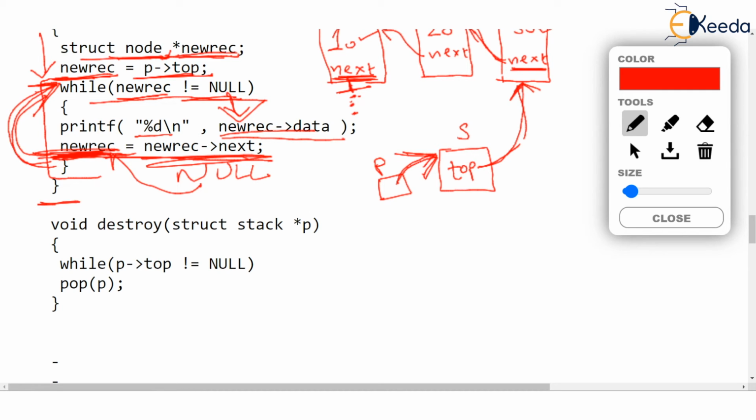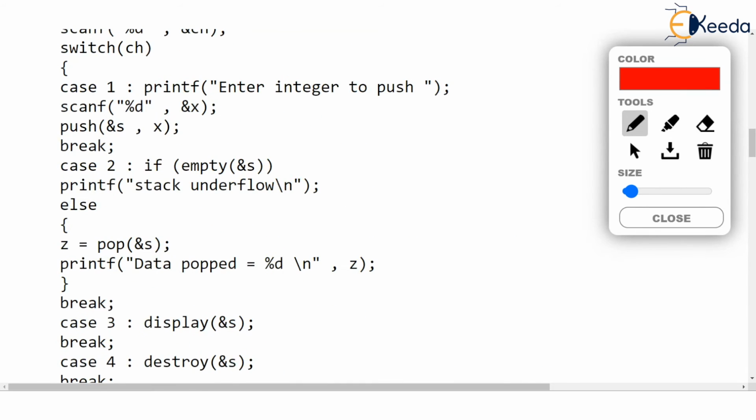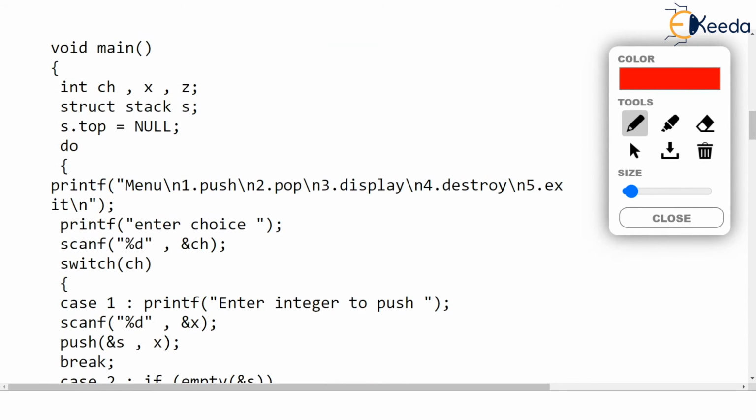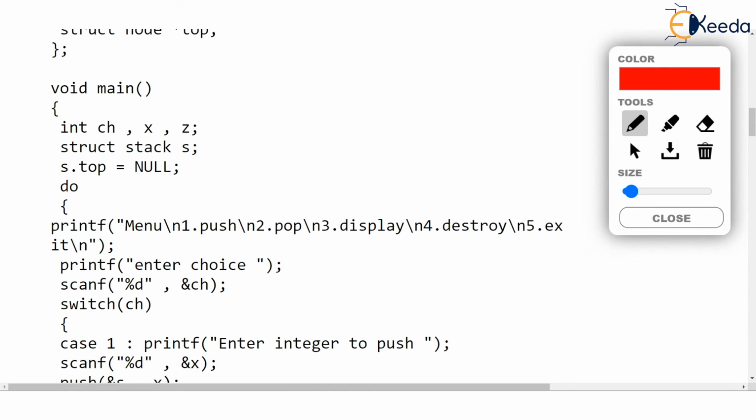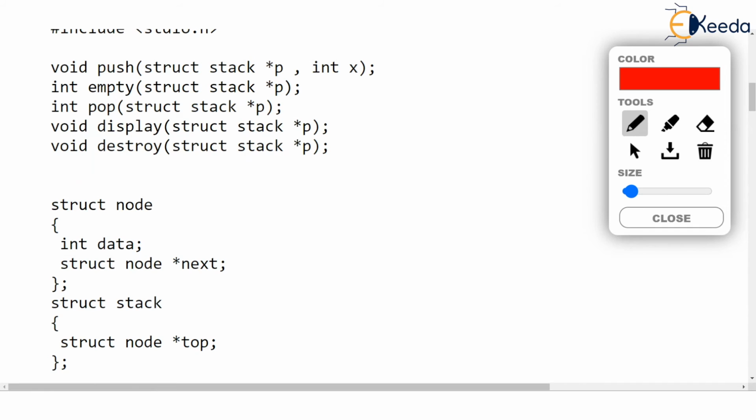By the way, all these functions, push, pop, have been called from main, and have been declared above. Obviously, because all these functions, push, empty, pop, display, and destroy, have been defined below main, they have to be declared above main. Here we come to a conclusion or end of stack data structure using linked list. But we will return to this topic of stack when we try to implement stack using array.